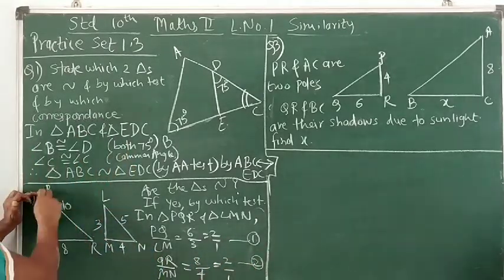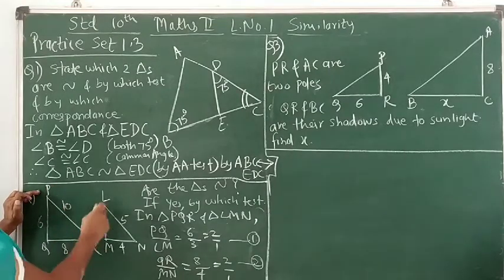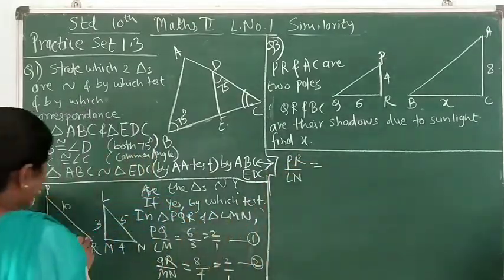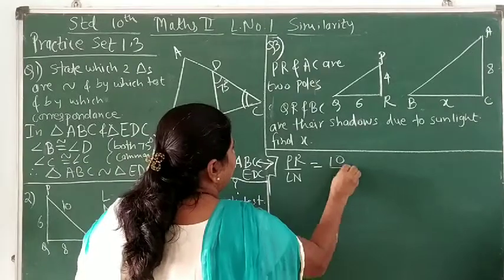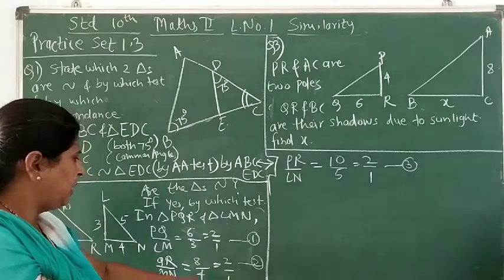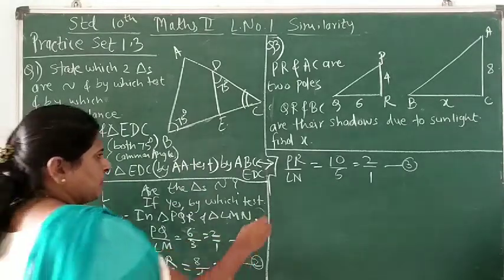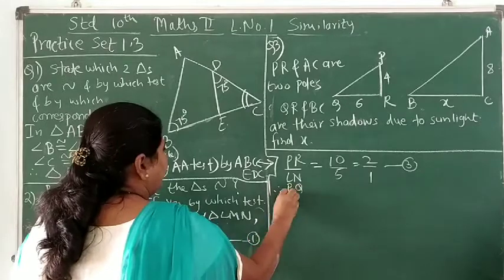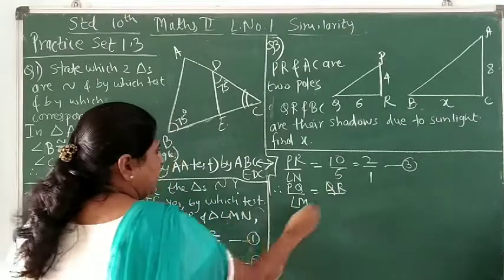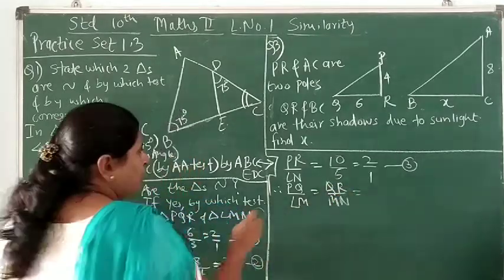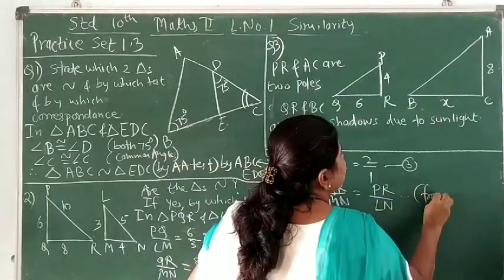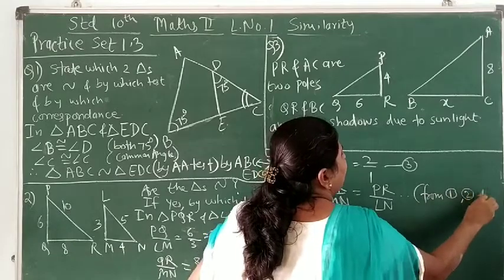The remaining sides of the triangles are PR and LN. PR upon LN equals 10 upon 5, which is again 2 upon 1. So from statements number 1, 2, 3, all these 3 ratios are equal. So what can we say? Therefore PQ upon LM is equal to QR upon MN is equal to PR upon LN. This we can say from statements 1, 2 and 3.